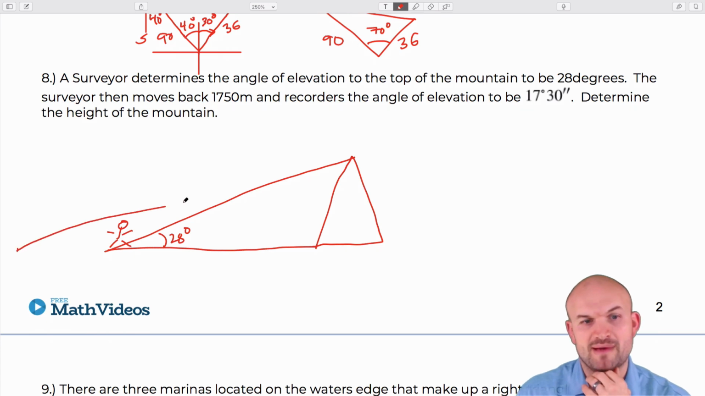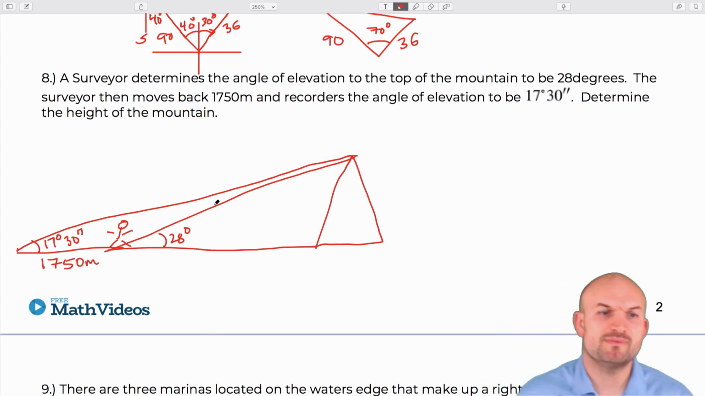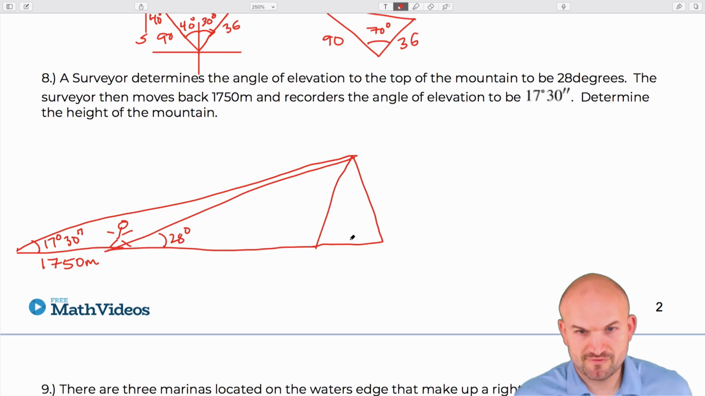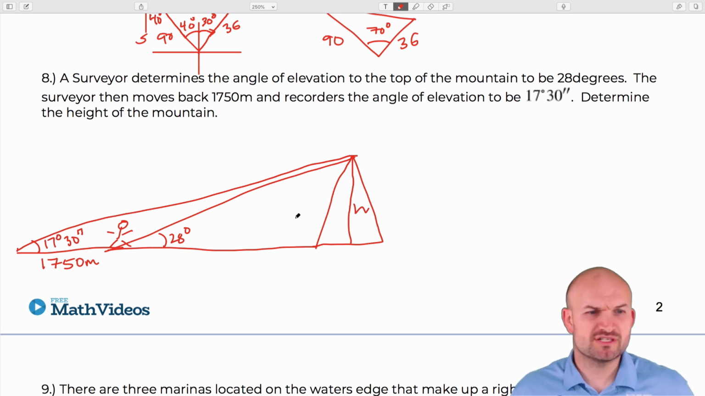So now we're going to move back. I know my triangle is not that great, so that's going to be now 1750. Oops, I'm sorry, not that. That is going to be 17 degrees 30 seconds. And then that is going to be 750 meters. Determine the height of the mountain. So what we're looking for is this, which is going to be our h. That's what we're looking for from there.